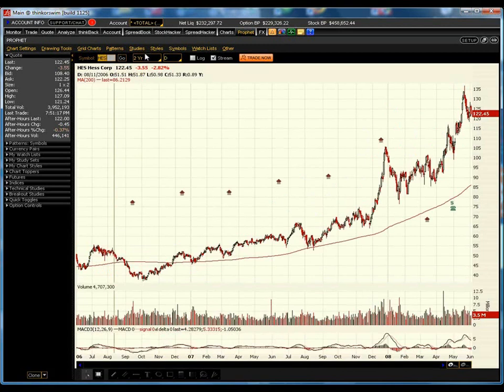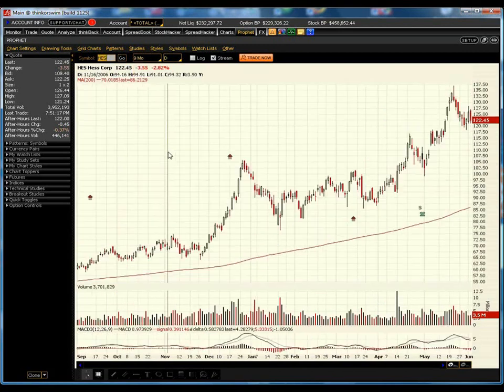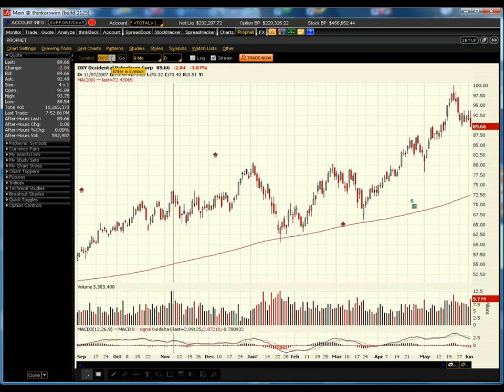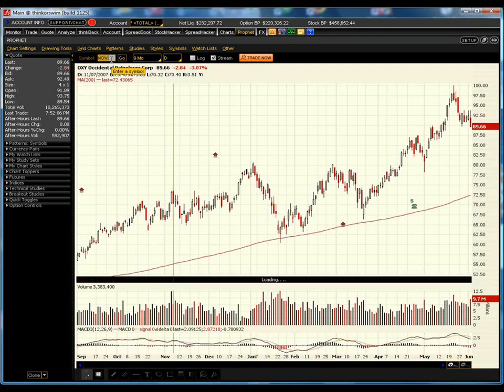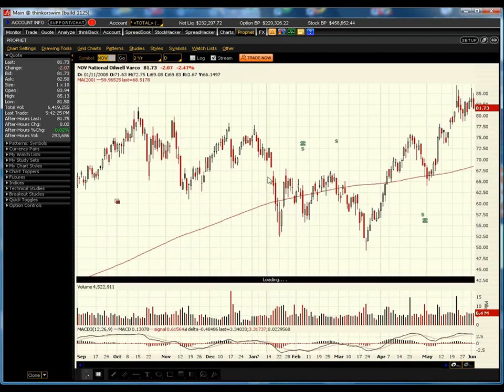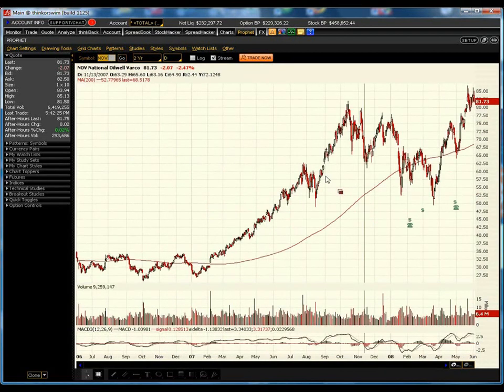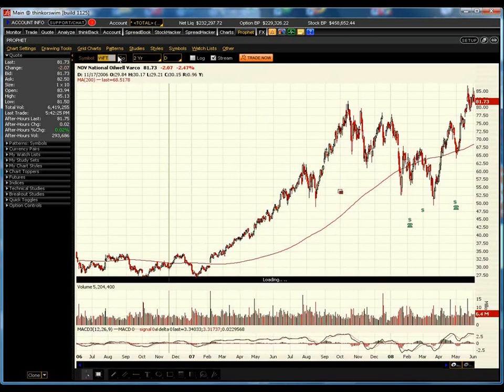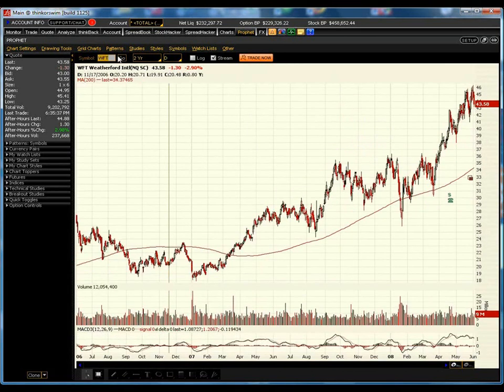Hess. Let's just take a look at the last 9 months because that was the biggest run-up. Oxy. National Oilwell. Now this one, it looks like it's actually gone quite a bit sideways, but it had a dramatic run before that, actually during 2007. And what else have we got?